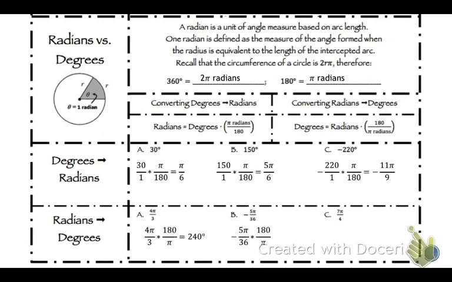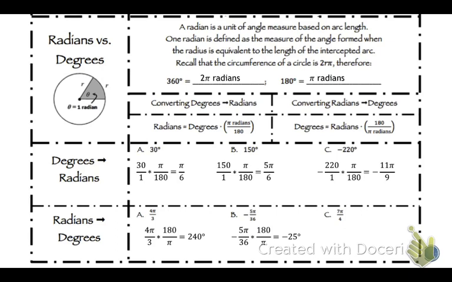Okay, so look at B. So negative 5 pi over 36 times 180 over pi. That's negative 5 pi times 180 over 36 times pi. Those pi's cancel. And I have 5 times 180 over 36. So 36 goes into 180 5 times. 36 goes into 36 once. And then 5 times 5 is 25, so that becomes negative 25 degrees.